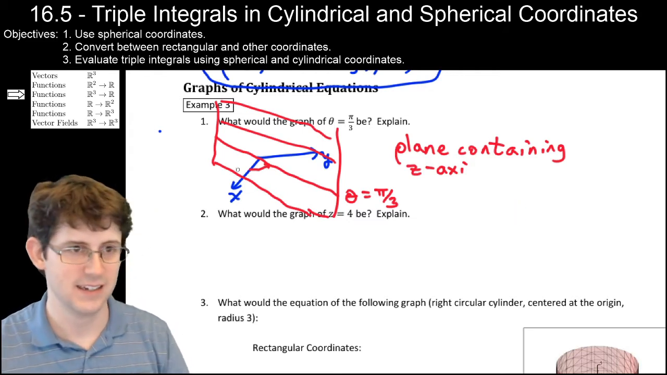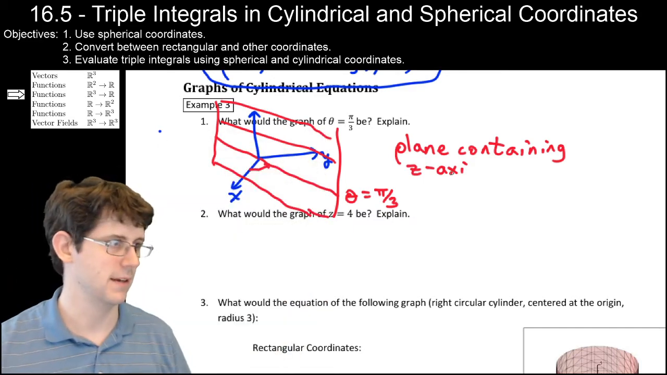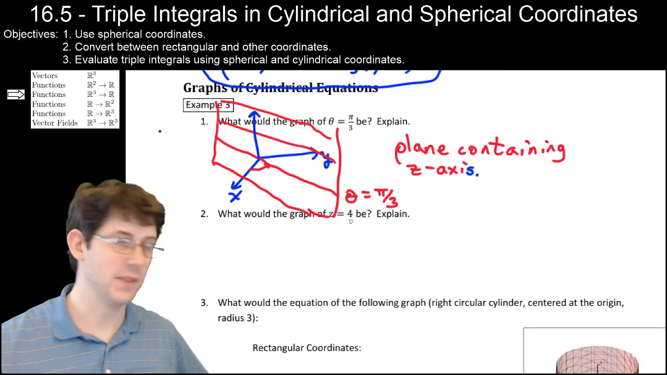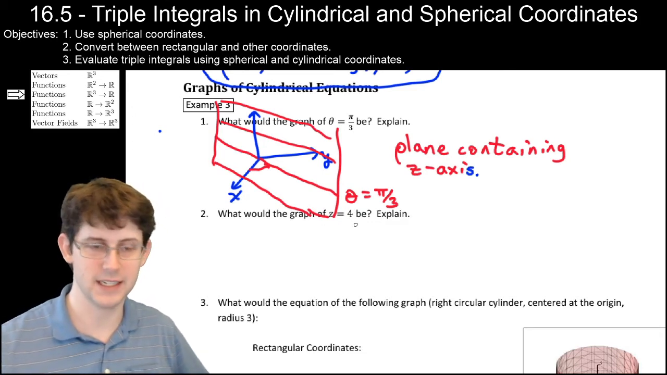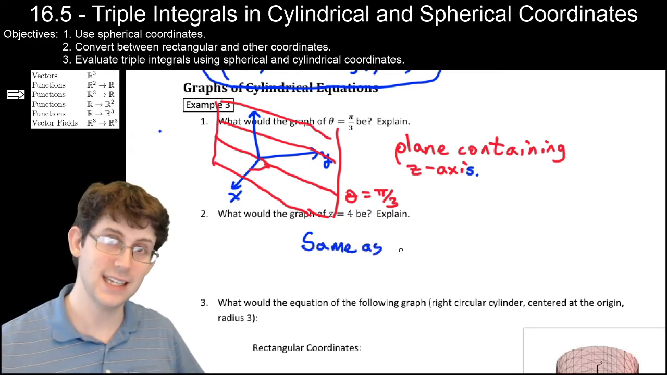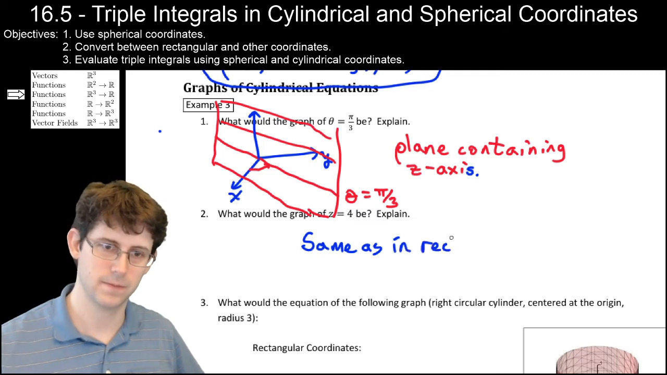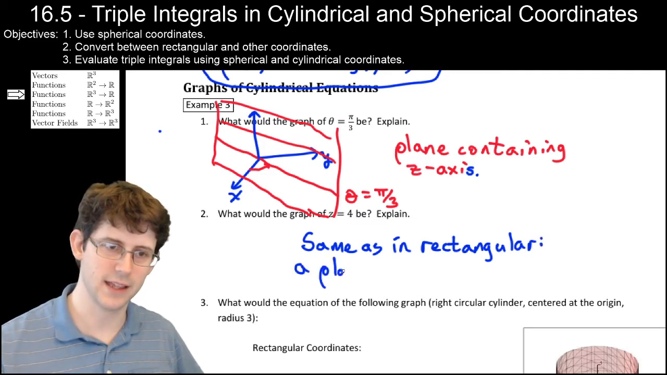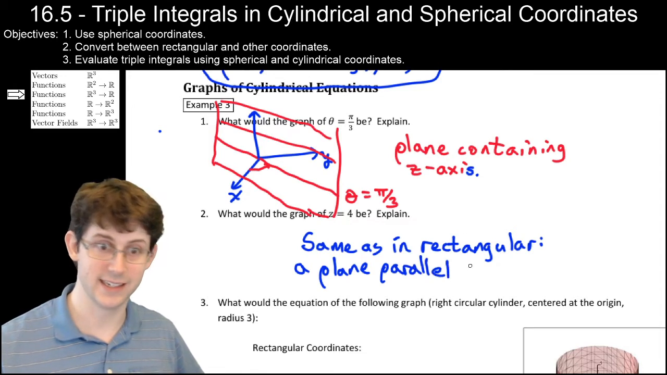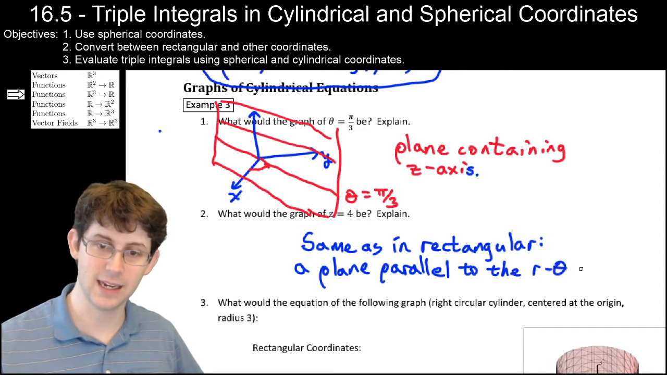This one looks good. So containing the z-axis. This is in the plane. Slices the z-axis. Okay, what would the graph of z equals 4 be? This is the same thing as it would be in rectangular coordinates, because the z coordinate does not get changed in cylindrical coordinates. It's a plane parallel to the xy plane. The one thing that I will change when I say this in cylindrical coordinates is that the xy plane is now called the r theta plane.